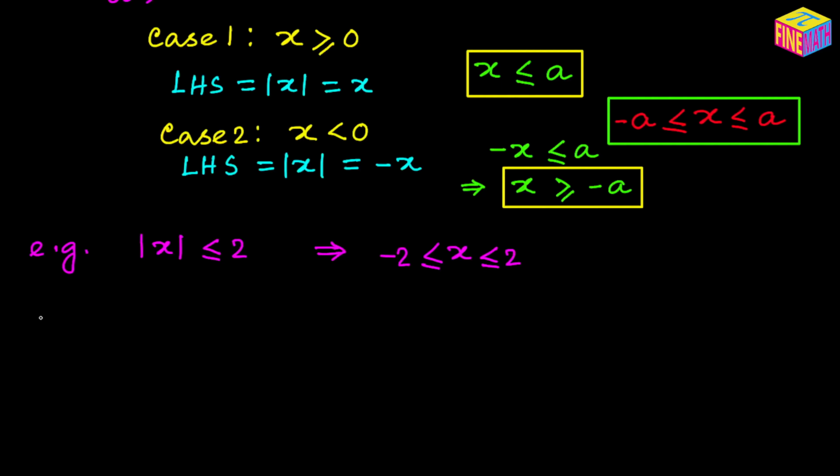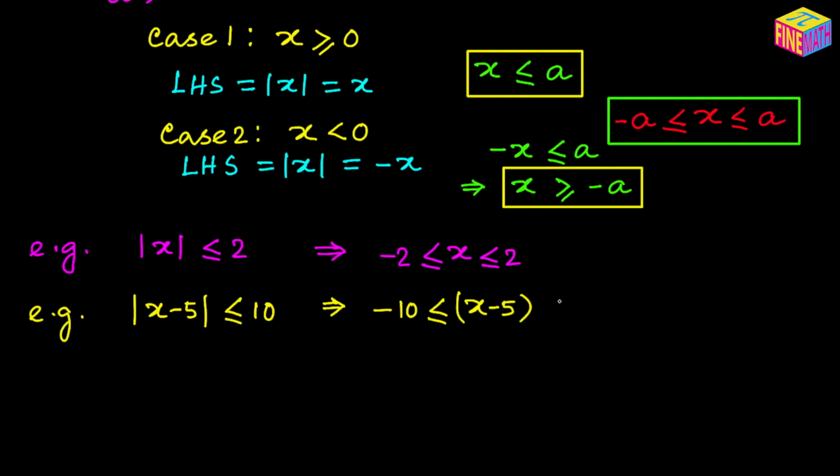And if we have, let's say, another example, suppose somebody says that modulus of x minus 5 is less than or equal to, let's say, 10. So from here what can we say? Well, whatever we have within the modulus sign, that quantity which is x minus 5, will be greater than or equal to negative a, which in this case is negative 10, and less than or equal to a, which is 10 again.